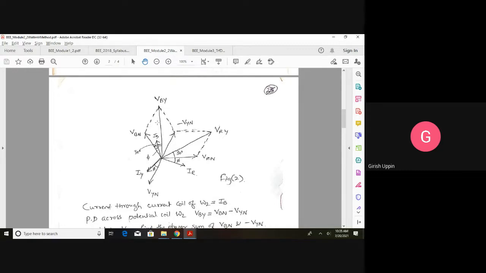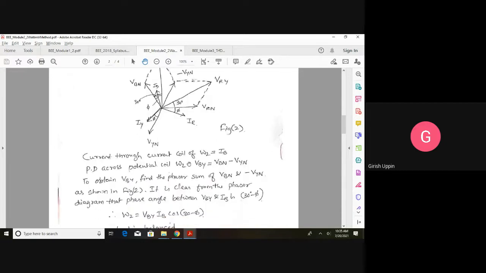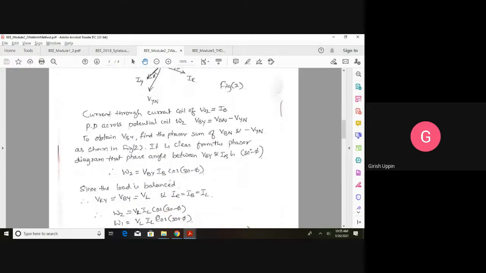Okay, now the angle between these two is 30 degrees. Now I have to find what is the voltage across wattmeter 2? VBY. Current is IB. What is the angle between them? This complete angle is 30 degrees, and this angle is φ. So the angle between IB and VBY is 30 minus φ. Okay, so that is how I can write the equation for wattmeter 2. W2 is equal to VBY into IB into cos(30 − φ).